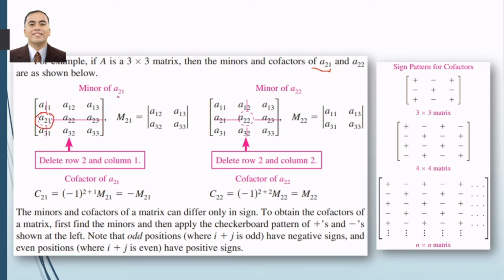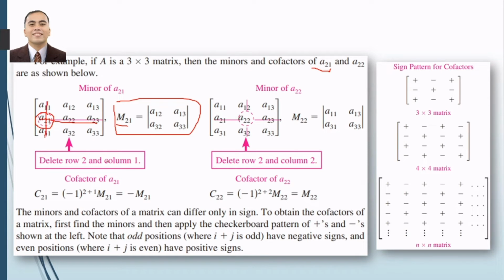The A sub 21 is here. So, therefore, by following the rule, delete row 2. So, we need to delete row 2 and column 1. So, the remaining values would be the minor, or M sub 21, is equal to A sub 12, A sub 13, A sub 32, and A sub 33.